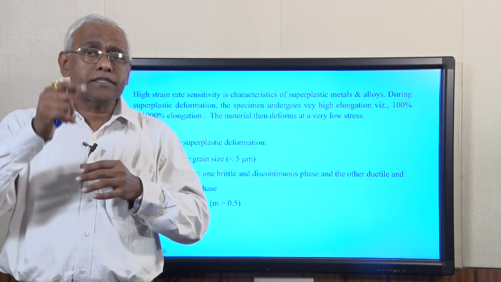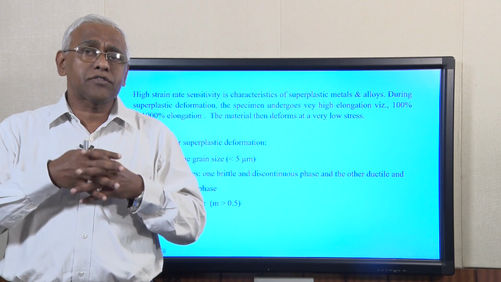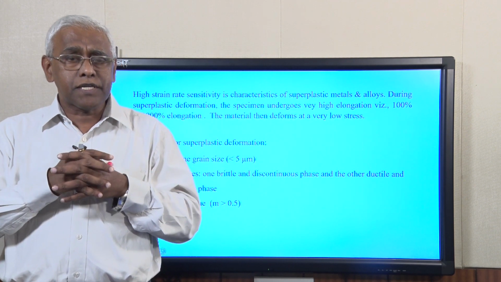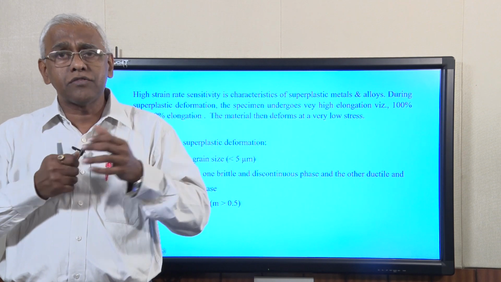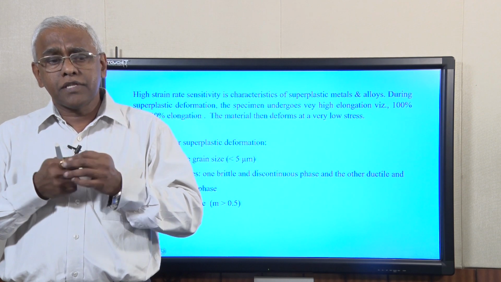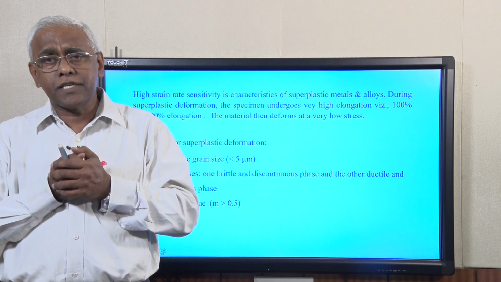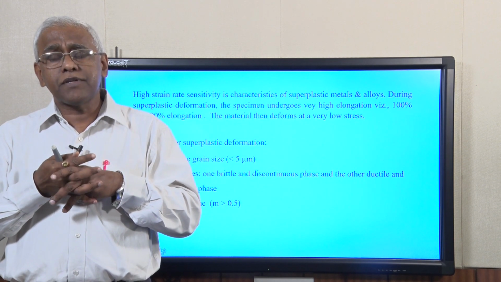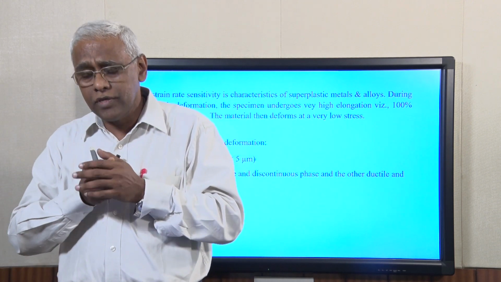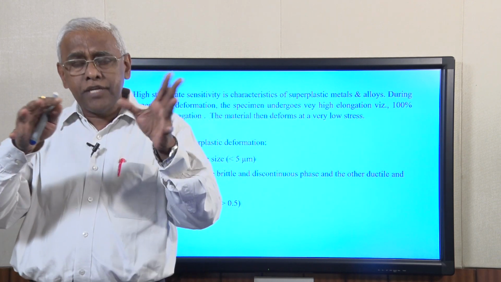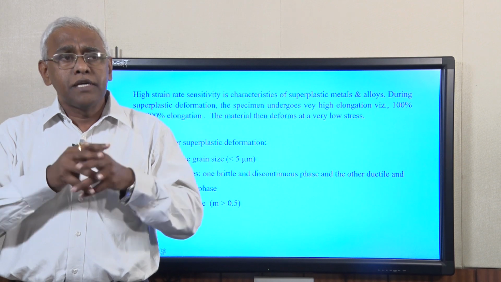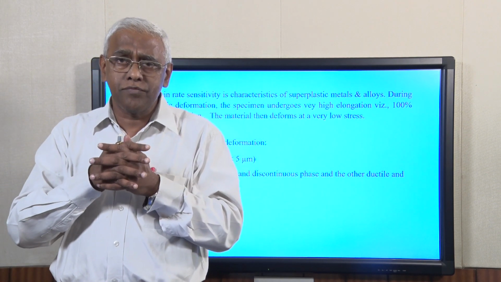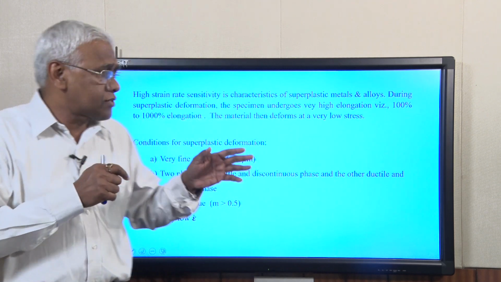So localized reduction in cross section will not take place, and you can get a very particular shape inside a die if you do it with air pressure or hydrostatic pressure. If you do it with compressed air pressure at a higher temperature, the material will deform in a homogeneous way, and with a uniform thickness any complicated shape can be obtained. So that is the advantage.